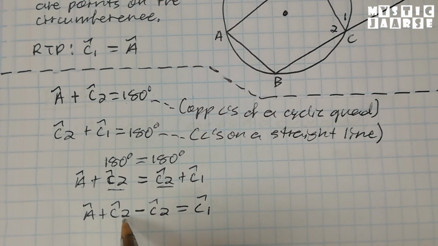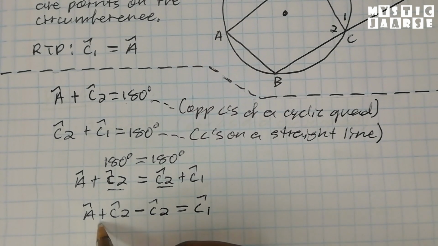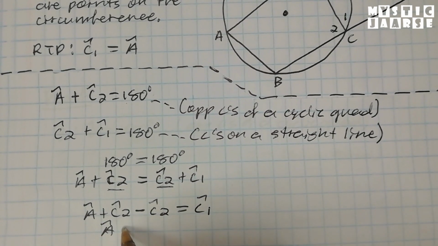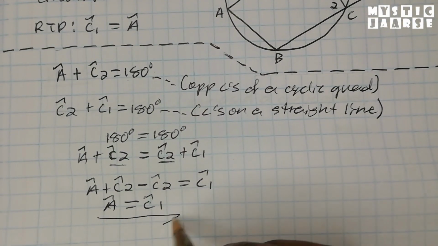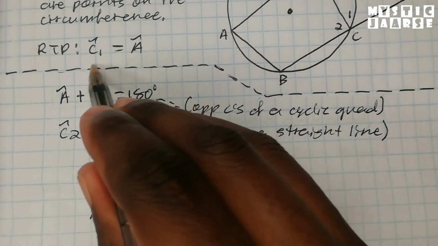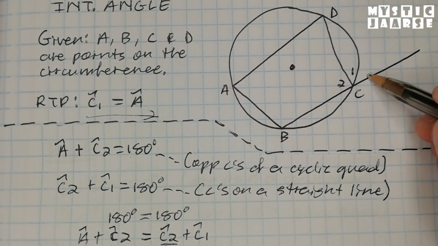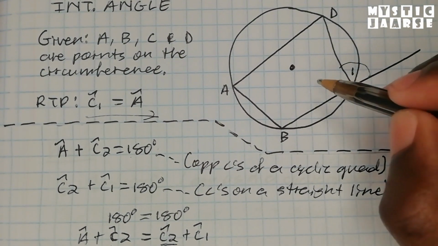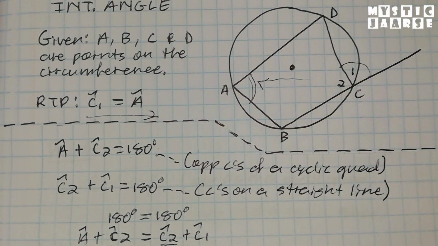When you have 1 minus 1, you get 0, right? So they completely annihilate, so they disappear. So we have angle A is equal to angle C1. And this is what they asked us to prove. We were required to prove that the exterior angle of a cyclic quad is equal to the opposite interior angle.